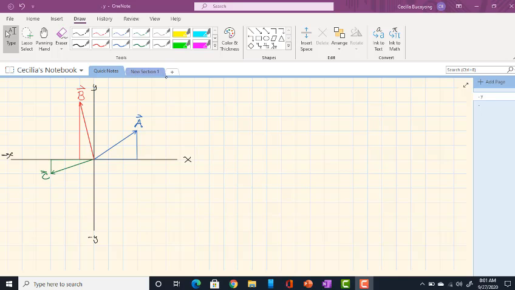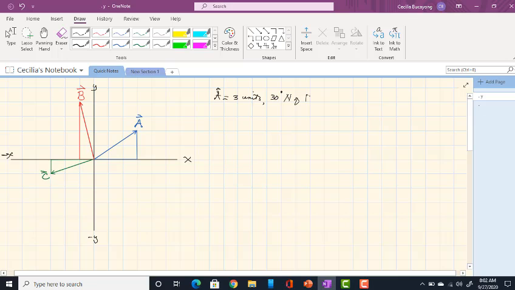Let's have a quick review of our vector addition using the component method. In your previous videos, it's commonly given the magnitude of a vector and its direction. Example, given vector A, 3 units, then directed 30 degrees north of east. But in here, I want you to look into a different given. In here, you are given the components directly.